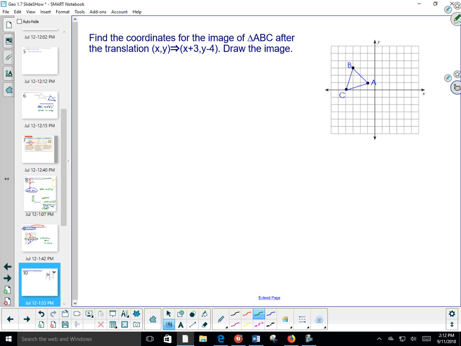This is negative 1, 1. This is 1, 2, 3, 1, 2, 3. Negative 3, 3 is B. And C is negative 4, 0. Do you have that plotted?